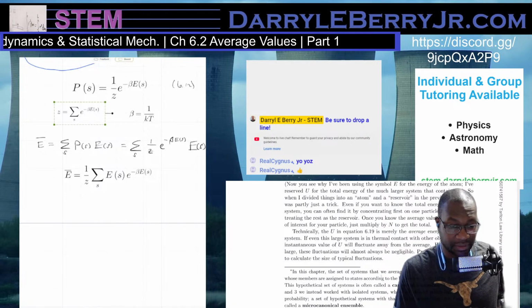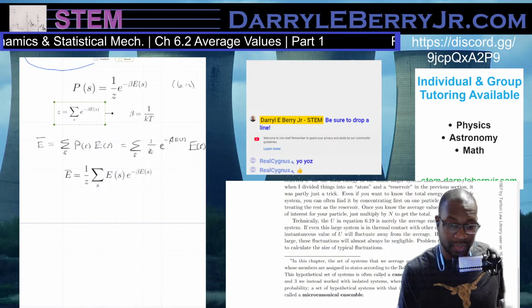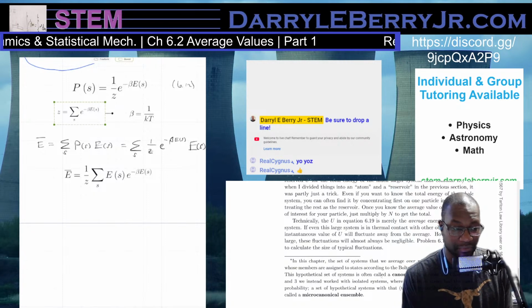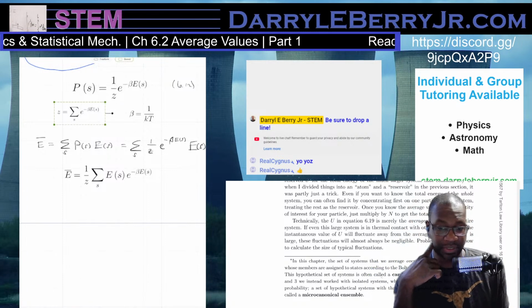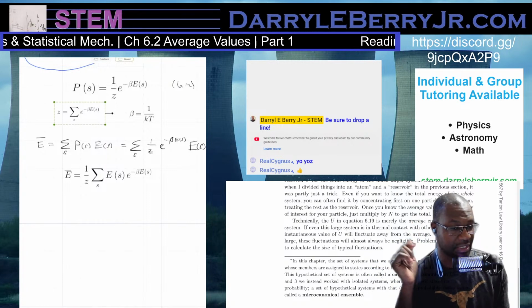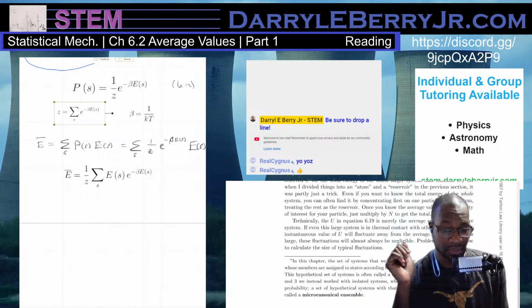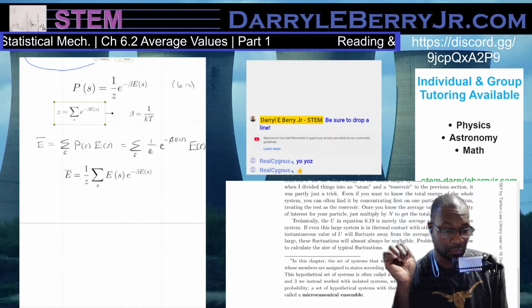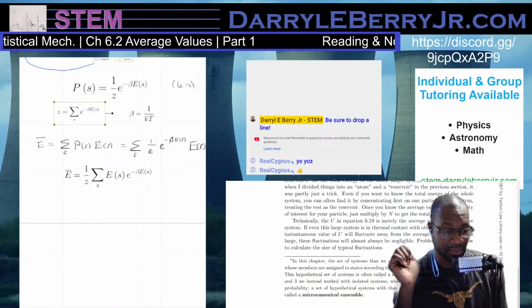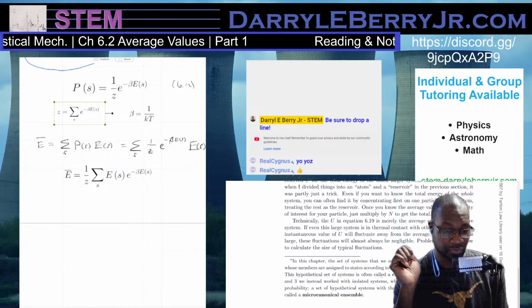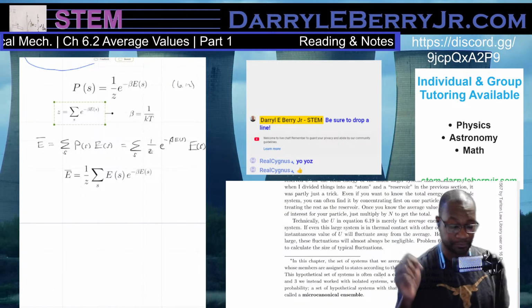In this chapter, the set of systems that we average over will be a hypothetical set whose members are assigned to states according to the Boltzmann probability distribution. This hypothetical set of systems is often called a canonical ensemble. In chapters 2 and 3, we instead work with isolated systems where all allowed states have the same probability. A set of hypothetical systems with that trivial probability distribution is called a microcanonical ensemble.